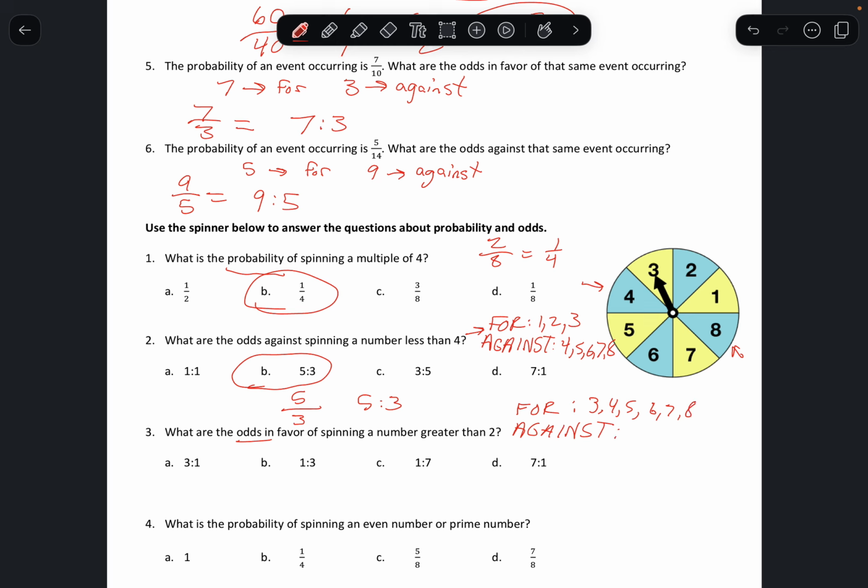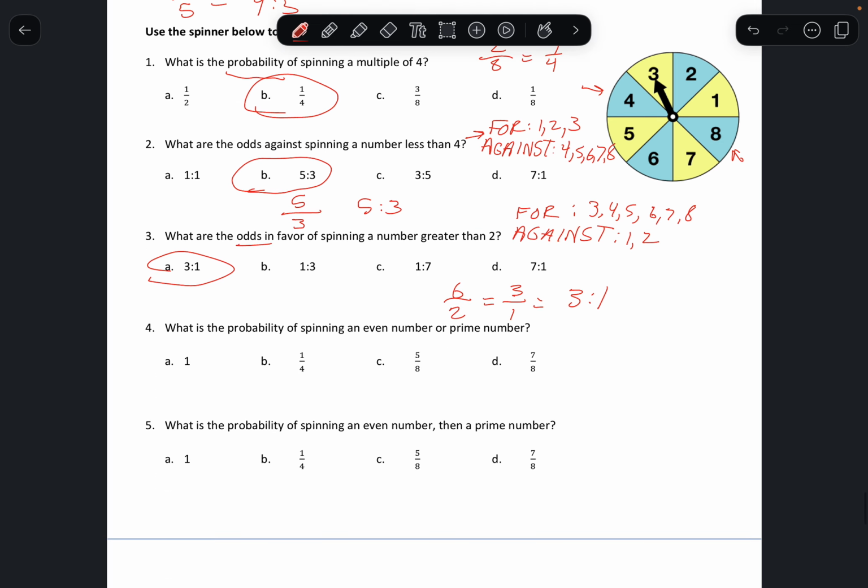Against spinning a number greater than 2, options would be 1 and 2. I want options in favor here. So we're going to be doing 6 options for, that'd be 3 and higher. It's odds, so we're comparing it to against, not a total. So 2 options against, which means that would reduce to 3 over 1, which reduces to 3 to 1 as a ratio, which would be letter A.